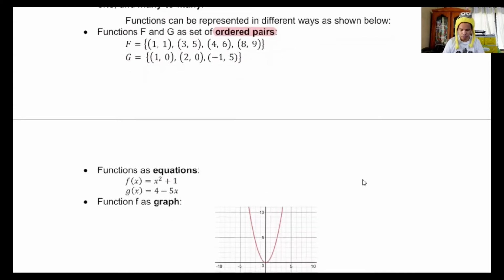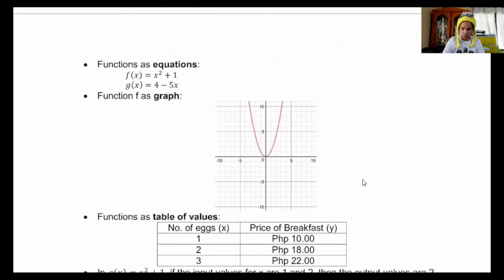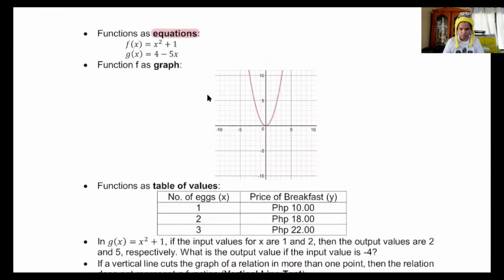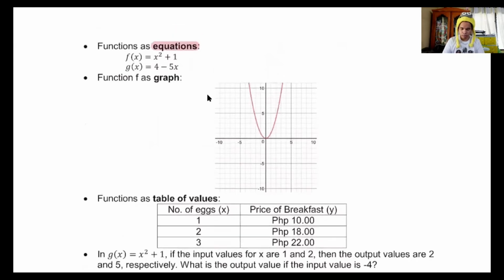Okay? Next, functions can also be represented using an equation. And by the way, as we go along with our lesson, this is the most dominant way of representing a function. Before that, when you write a function as an equation, you can use f of x or g of x, or instead of these two, you can replace them with the letter y.